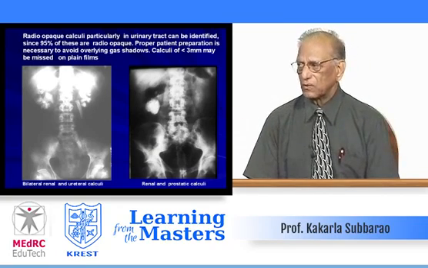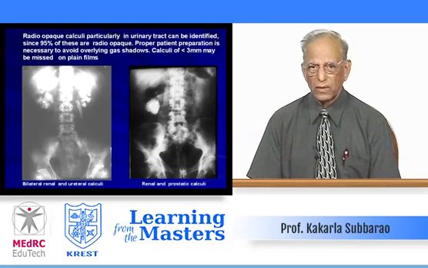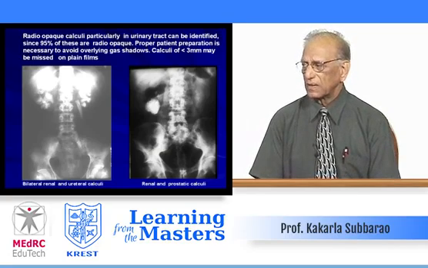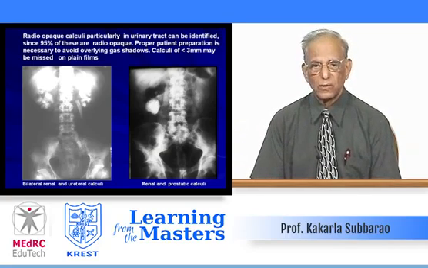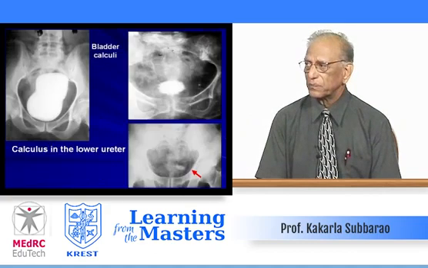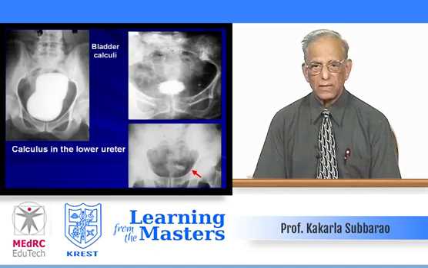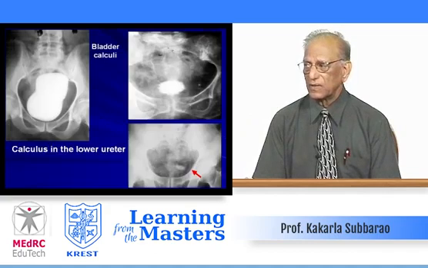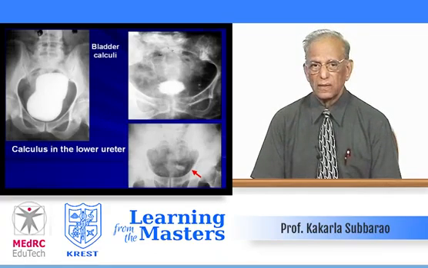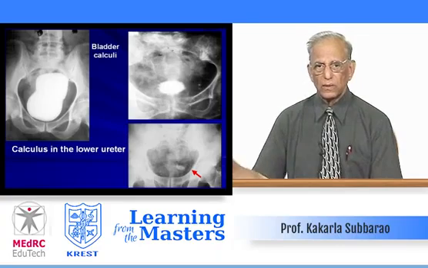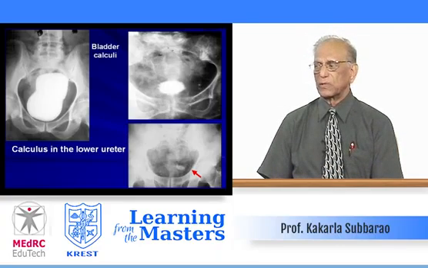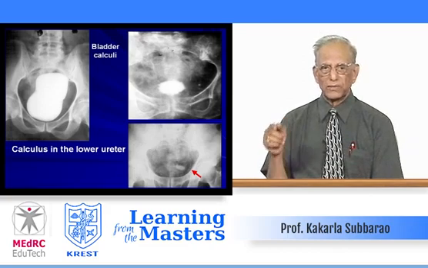Bilateral renal and ureteral calculi in the film on the left. On the right side, renal and prostatic calculi also can be seen. Bladder calculi of various sizes and shapes you can identify. The one on your right side, lower portion, the arrow shows an oval type of calculus in the ureterovesical junction.